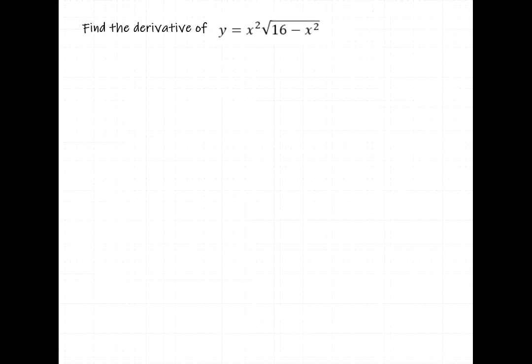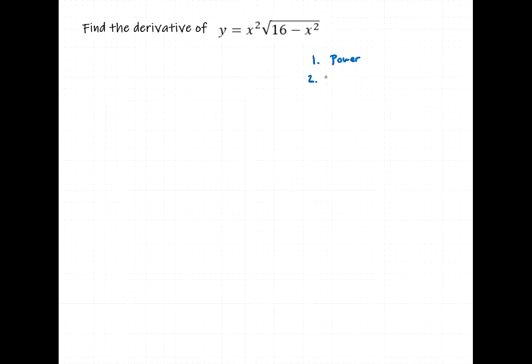Find the derivative of the function y equals x squared times the square root of 16 minus x squared. So before we get into the problem, let's talk about the derivative rules we've covered so far. And I said there's 4 main general derivative rules that we're going to be applying over and over and over as we study calculus. And those 4 rules, well, we talked about the power rule first.